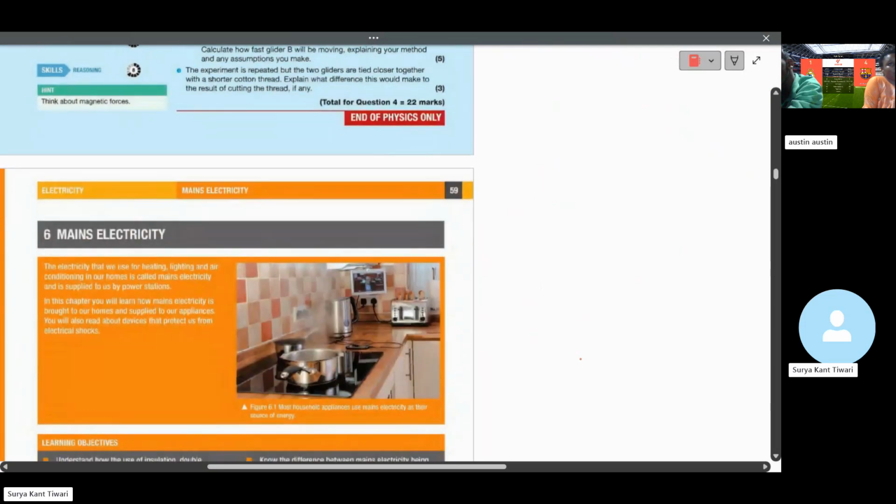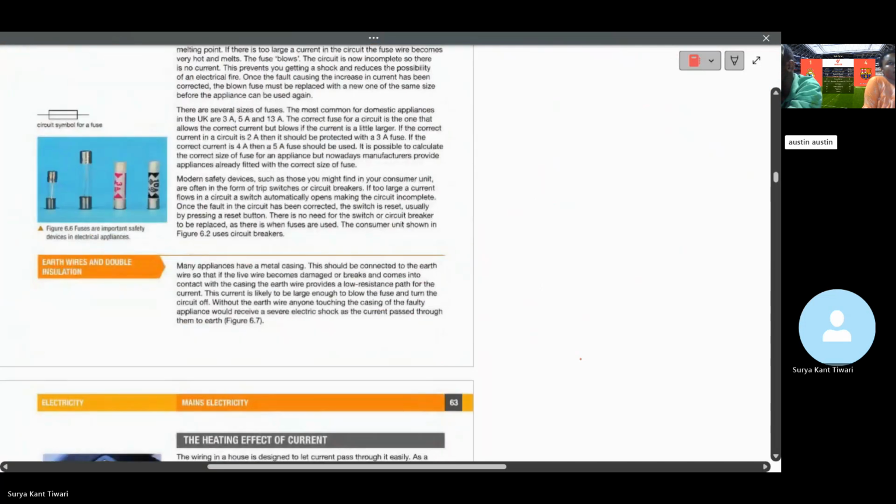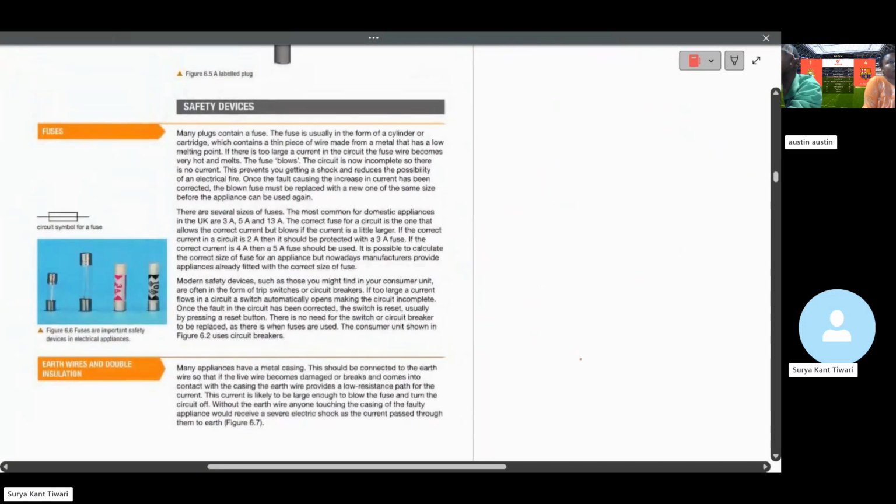And after that, the next unit is called electricity. There are some fuse devices, safety devices. Do you know what is a fuse?